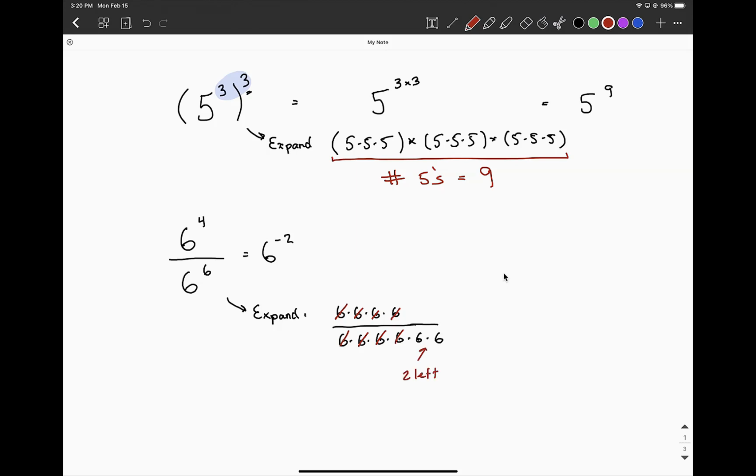But I can't just say there's 2 left, 6 squared, because they're not in a normal position. They're actually on the bottom of a fraction. And we have to keep the ratio. Remember, when you write fractions in math, they're supposed to be representing some sort of ratio, the top balanced with the bottom. And that's what this negative power means. This negative power means that there's 2 6s left on the bottom, the denominator of a fraction.